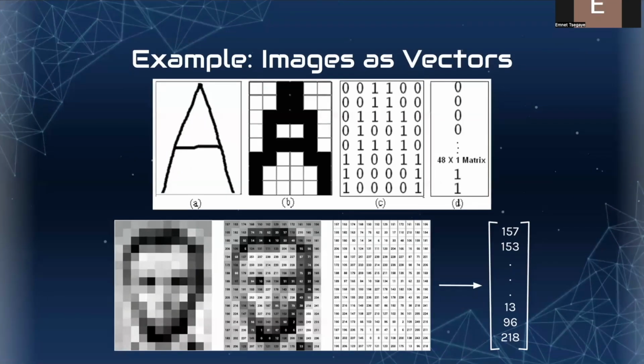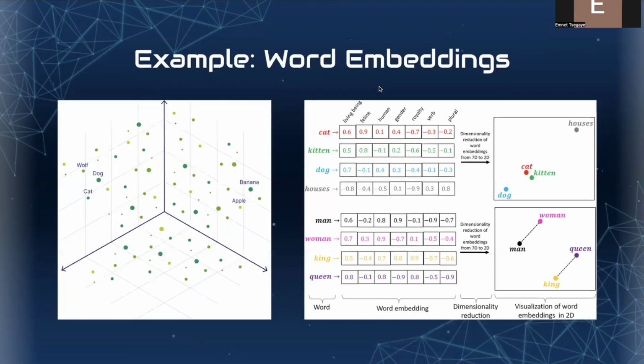When we feed this into a neural network, we flatten it into a single vector, where each number corresponds to one pixel's brightness. And it isn't just about images. Word embedding works the same way.